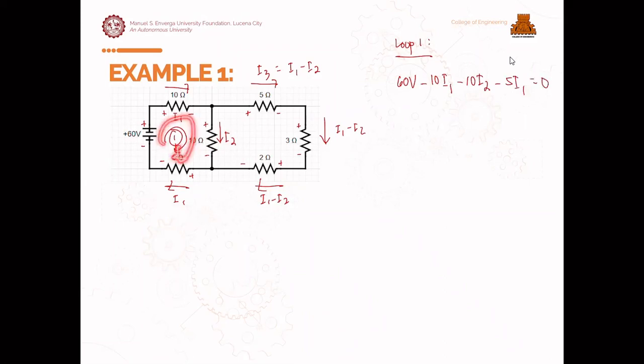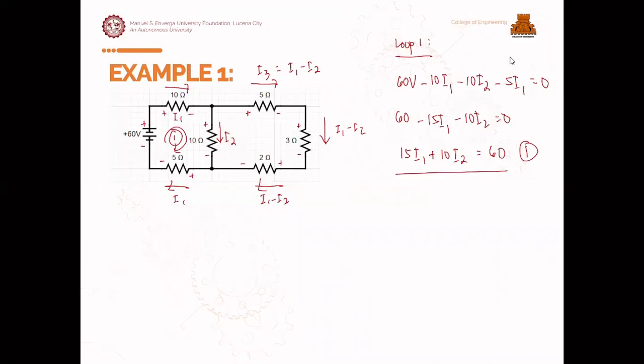Apat lang. Then, simplify natin. We have 60, tanggalin ko na muna yung unit, minus 15 I1 minus 10 I2 is equals to 0. Transpose ko lang yung may unknown na variable na I1, I2 sa right side. So, rearranging, 15 I1 plus 10 I2 is equals to 60. So, ito yung first equation natin.